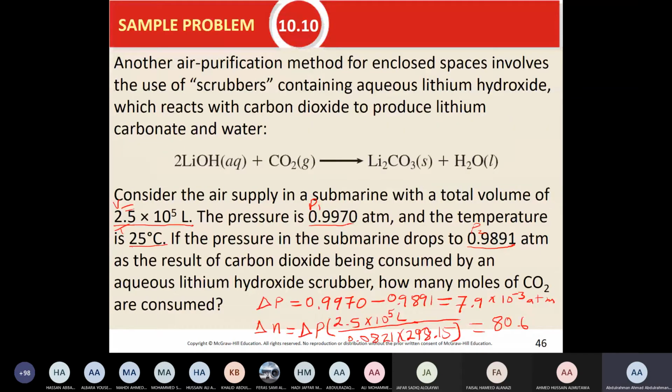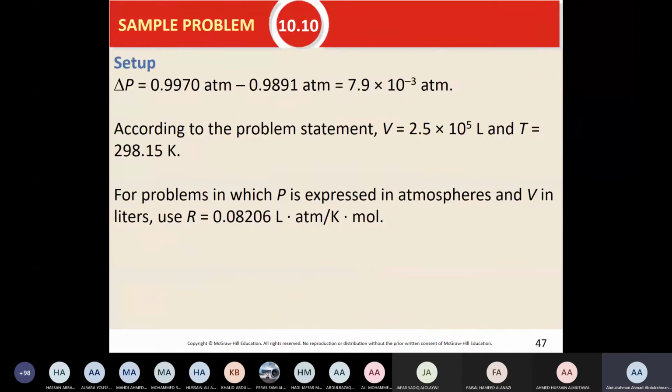81, yes. It is 80.6 or 81, exactly. So this is how you do this problem.